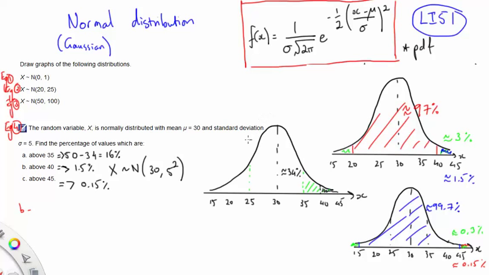Okay, I hope that helps with normal distributions. Don't freak out over this. Make sure you can sketch a normal distribution and find these percentages over these intervals. This is the important bit.